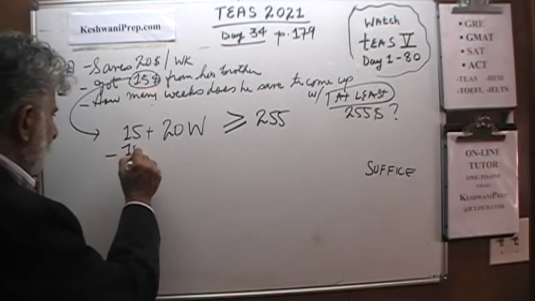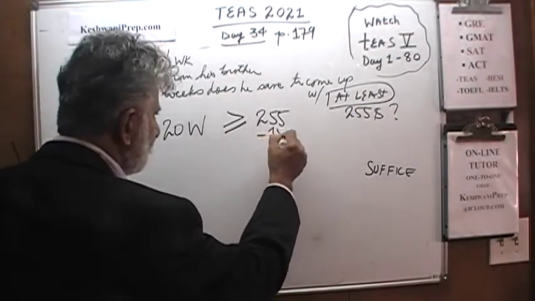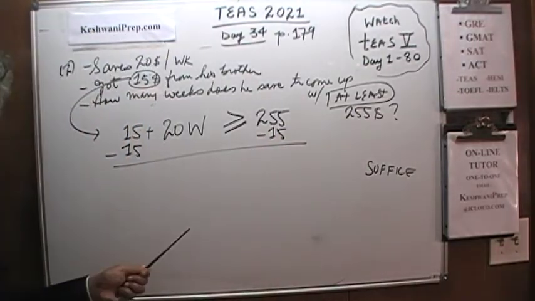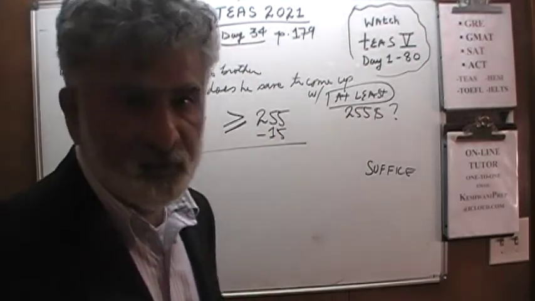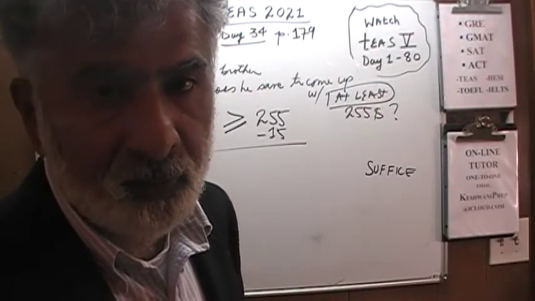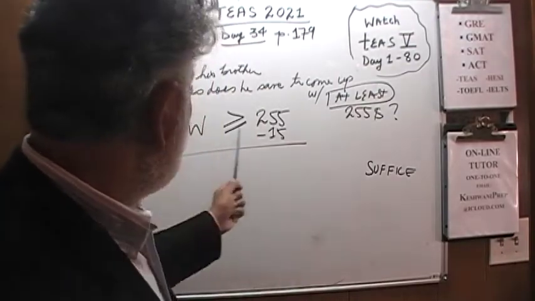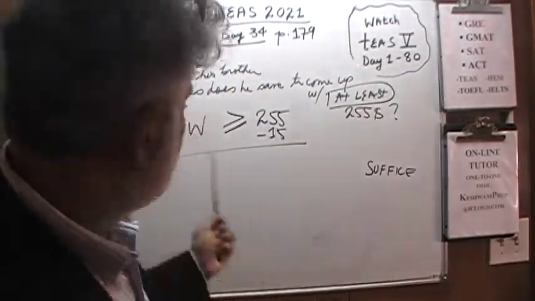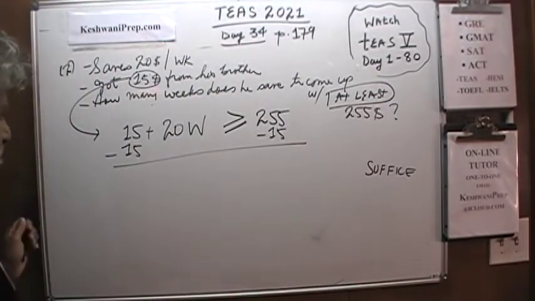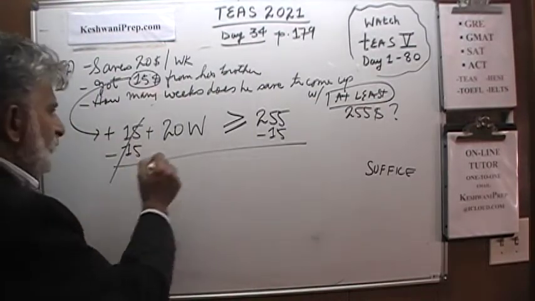Let's subtract 15 from both sides. This part that we're doing again is not necessary. The book is not asking for it. The question is only asking us to set up the inequality. We have done so here. That's the inequality we're dealing with. This is just extra. So 15 is going to go away.